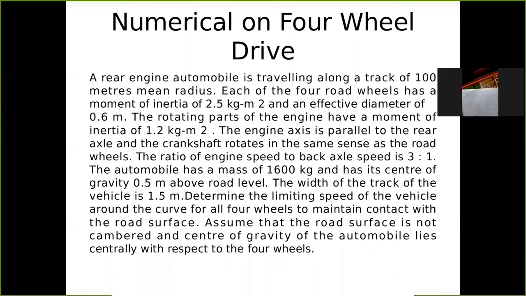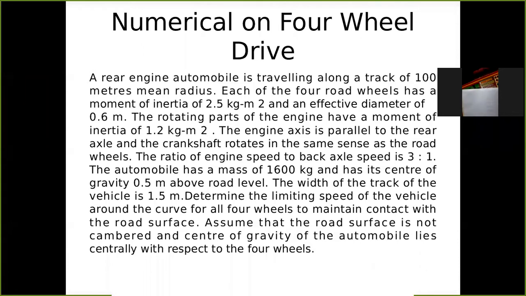The automobile has a mass of 1600 kg and has its center of gravity 0.5 meter above road level. The width of the track of the vehicle is 1.5 meter. Determine the limiting speed of the vehicle around the curve for all four wheels to maintain contact with the road surface. Assume that the road surface is not cambered and the center of gravity of the automobile lies centrally with respect to the four wheels.